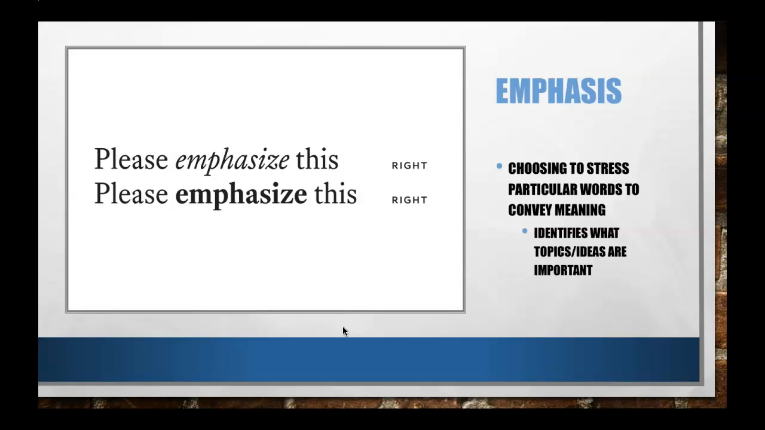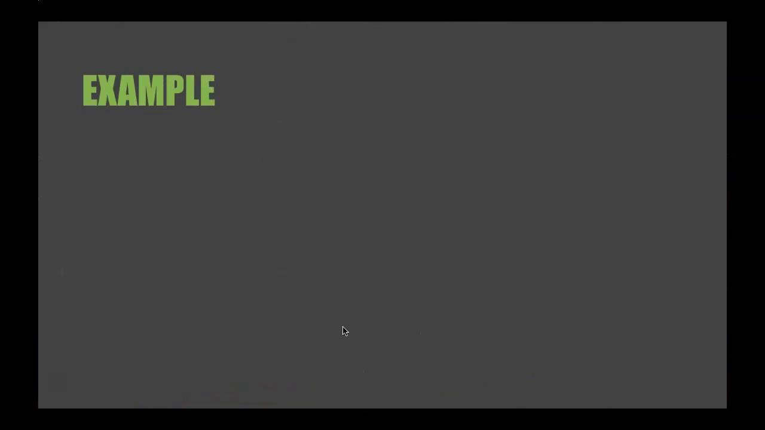Next is emphasis. Emphasis is when you choose to stress particular words to convey meaning. It identifies what topics or ideas are important. You can choose to emphasize something in writing by either italicizing or bolding the word. Let's look at an example.